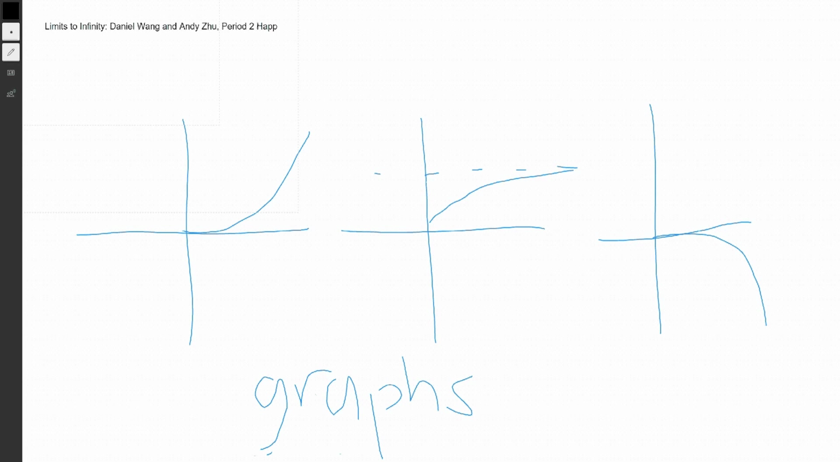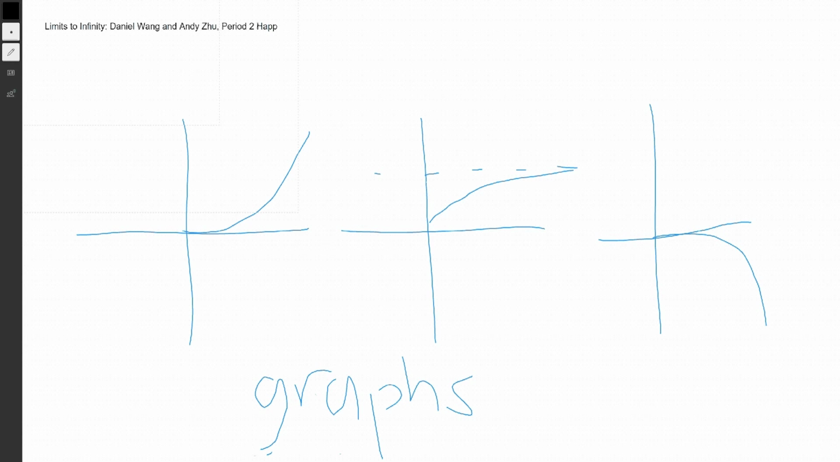And today we're going to be talking to you about limits to infinity using a web whiteboard, which is an online application which lets you have an online whiteboard which you can interact with and use with other people. Now, we're first going to talk about limits to infinity graphically.